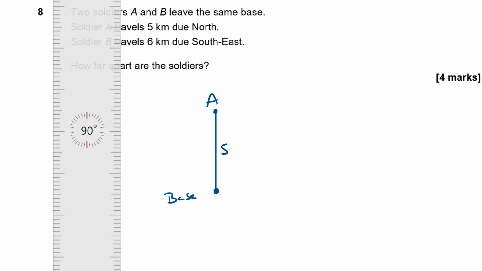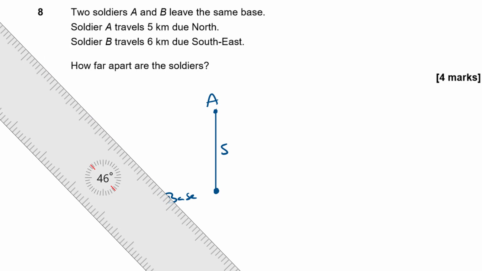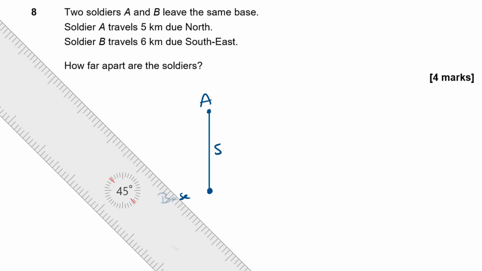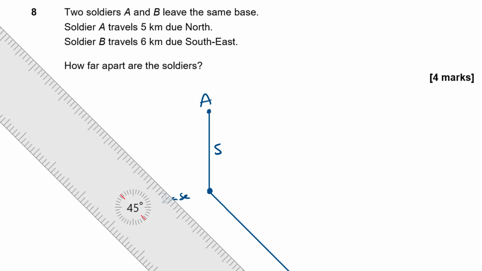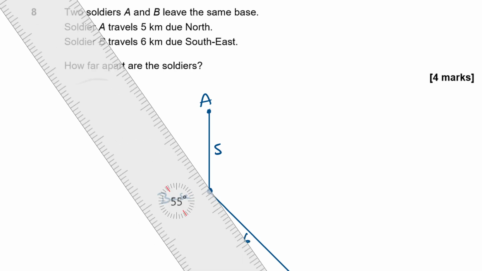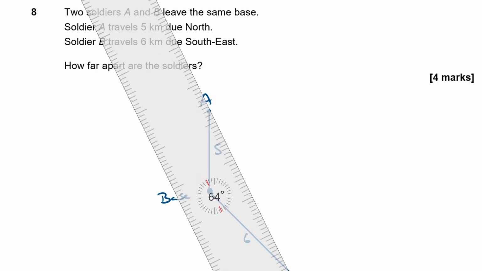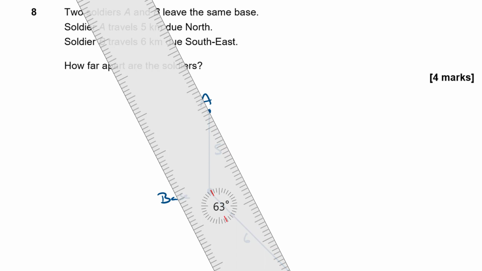Now soldier B is going southeast, isn't he? Which is a 45-degree angle down this way, south and east. So let's draw. He's going slightly further, so a slightly longer line going down here. It doesn't have to be accurate, but if it's vaguely correct, it should give us a bit more information. So just making that triangle complete.